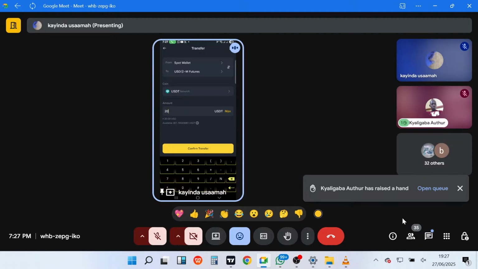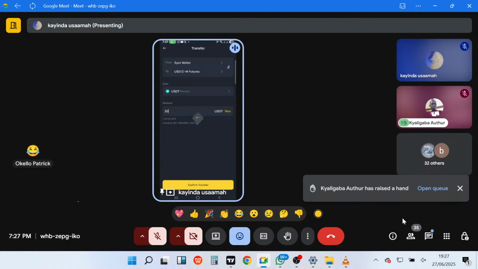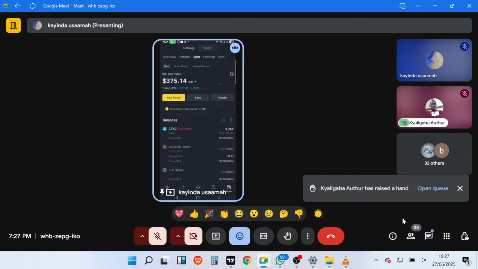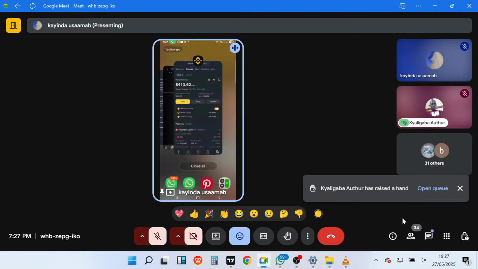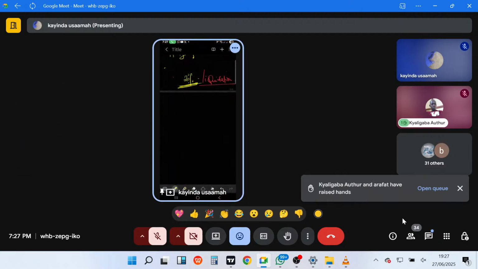But are we together? Then when you confirm the transfer, this money will come to your futures wallet. Are we together? Now, let's go. So we said that you only transfer 20% of your trading capital to your futures wallet. So it means you're only going to use a portion of your money for this kind of trading. Okay?